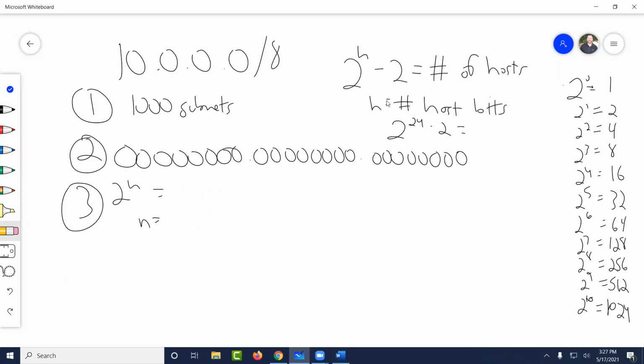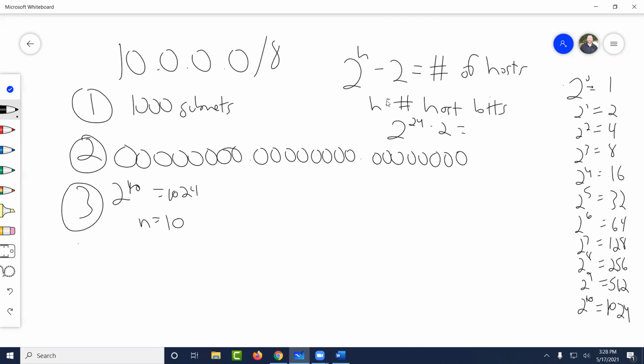All you got to do is go over here. 2 to the 10th power is 1024. So if n equals 10, then 2 to the 10th power equals 1024. So 1,024 subnets.